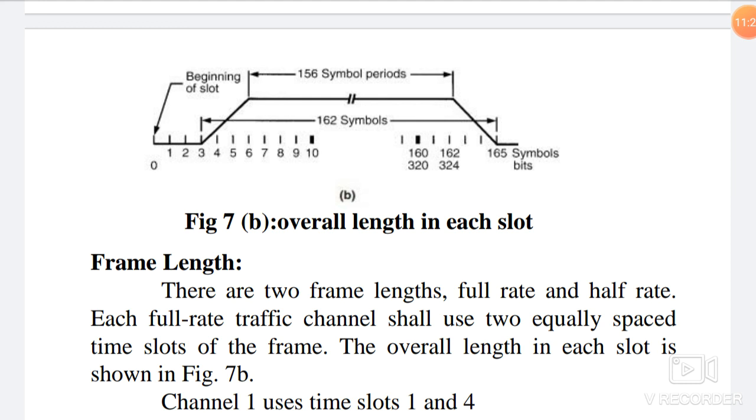So these are the things about the TDMA. In the next video, we're going to discuss CDMA.